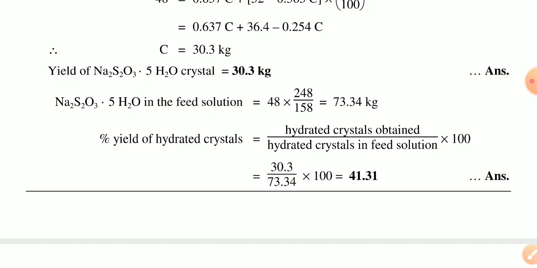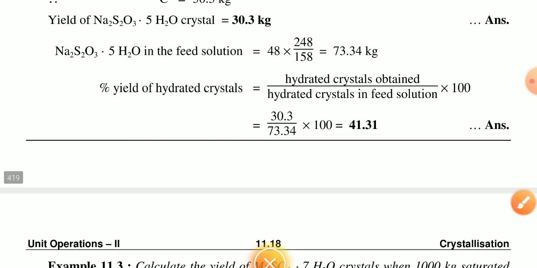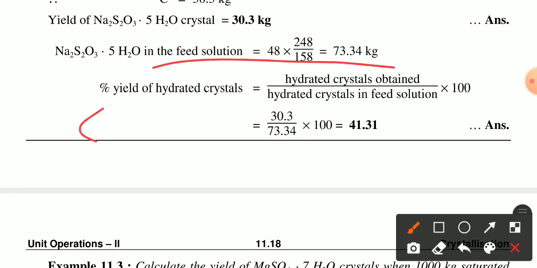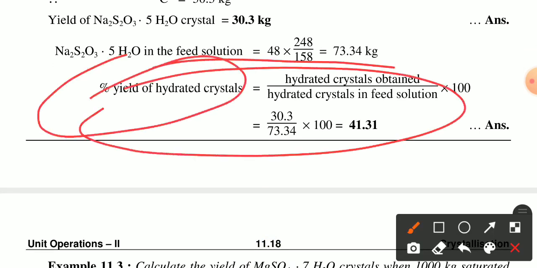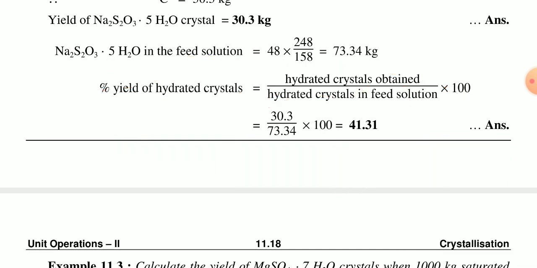That is equal to 73.34 kg. Now the percentage yield of the hydrated crystals is equal to the hydrated crystals obtained divided by the hydrated crystals in the feed solution, multiplied by 100. That is 30.3 by 73.34 multiplied by 100, which is equal to 41.38. This is the equation we used for the yield. So putting in all the values, the answer is about 41.3 percent.